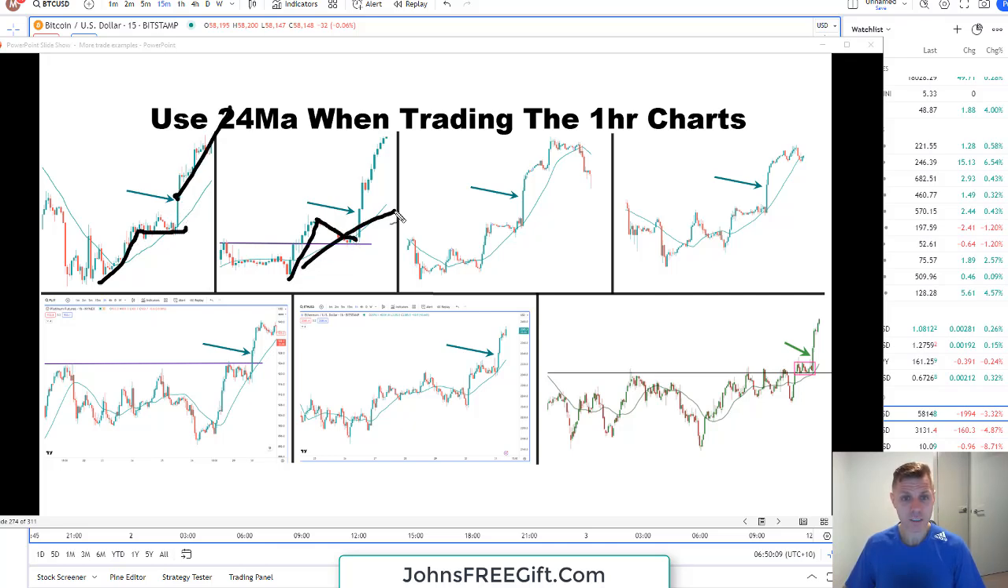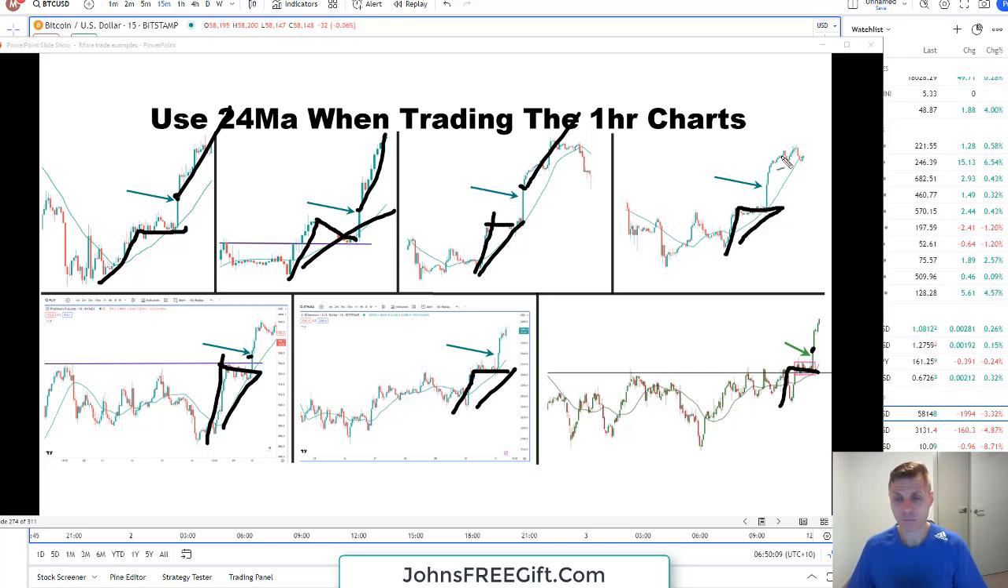Up, sideways, large bar, big move. Up, sideways, strong moving average, large bar, big move. Up, sideways, strong moving average, large bar. Look at all these successful trades, right? So again, this is the foundation of what I teach. Look at this here: up, sideways, strong moving average, large bar, nice move up. You get what I'm trying to say here, right, guys?